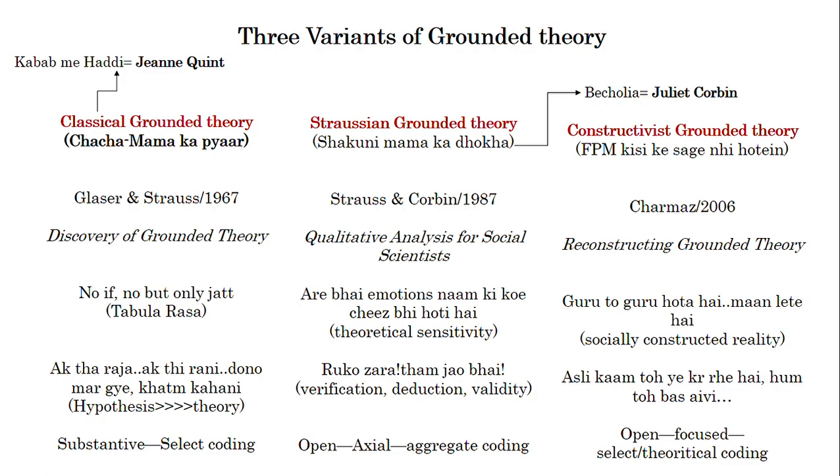It is not a complete, clear distinction between classical grounded theory, Straussian grounded theory, and constructivist grounded theory. So if somebody claims that classical grounded theory is completely different from Straussian and constructivist grounded theory, that is wrong. There is a continuum that you can observe, and this continuum occurred over a period of time.